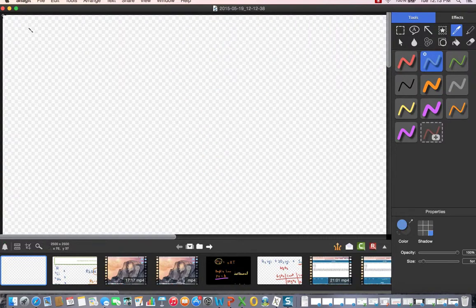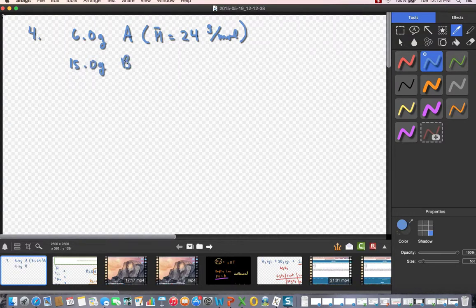All right, let's move to question number 4. Compound is formed when 6 grams of element A, which has a molar mass of 24 grams per mole, reacts with 15 grams of element B, and element B has a molar mass of 20 grams per mole. What is the empirical formula for the resulting compound?